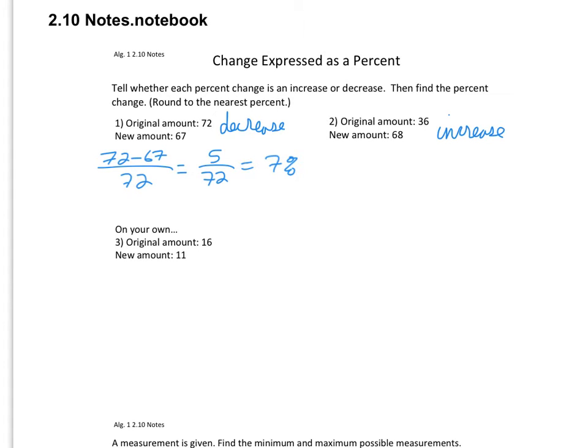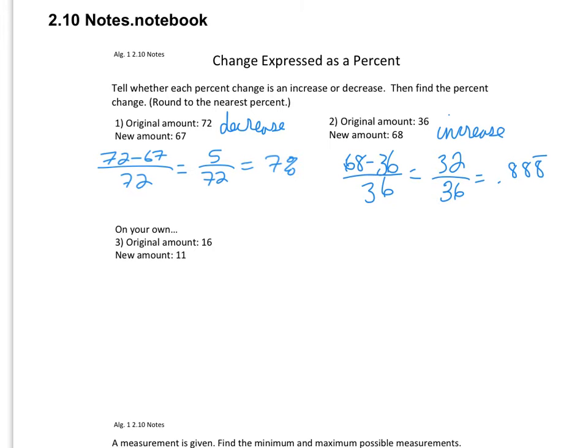In this one we are going to take our change, which is 68 minus 36, over our original amount, which is 36. 68 minus 36 equals 32, and we put that over 36. That should give us our percent change, which in this case is basically 8 repeating, so we end up with the decimal 0.888 repeating.